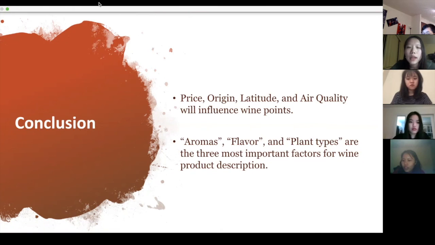Because a lower AQI means better air quality, the higher AQI of the production place will lead to a better wine quality. And for the product description, flavor, aromas, and plant types are the three most important factors. So sellers are supposed to give more detailed information on these three features. Also, the wine made from plum grapes might be more popular.